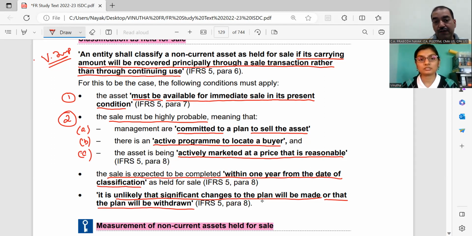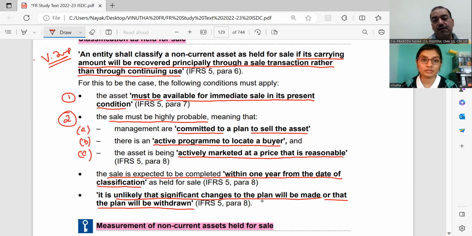If you are going to repair the asset, that means it is not going to be sold in the present condition. Then it cannot come under IFRS 5. Then you will have to show it under IAS 16. Sir, but it will be held for sale, no? If it is held for sale, you can't do repairs. You are not allowed to. It is one of the conditions that it must be sold in the present state without doing any modifications.